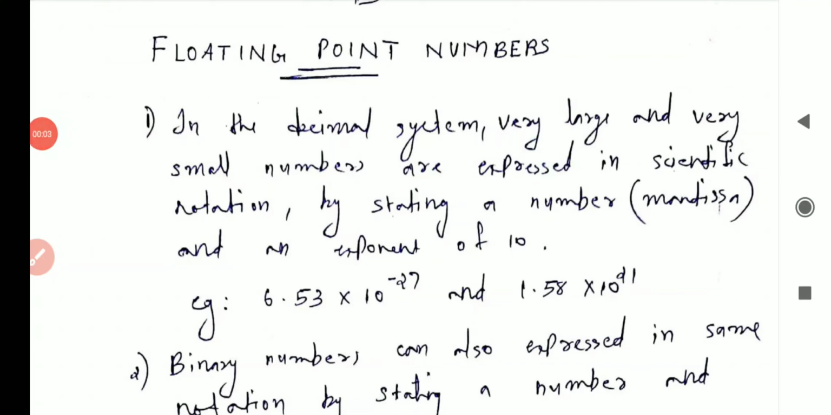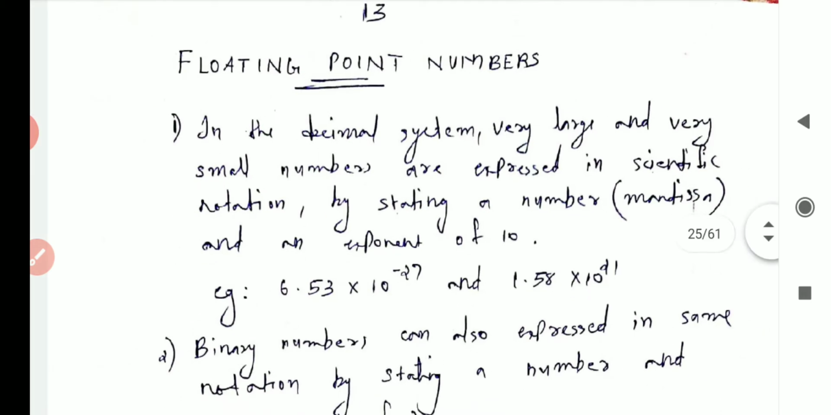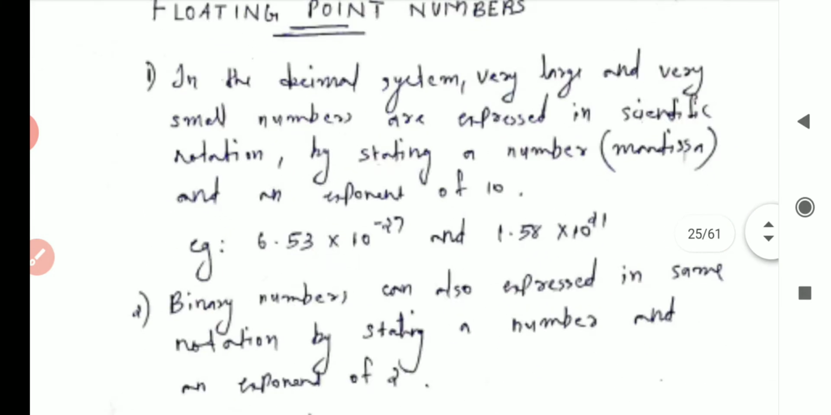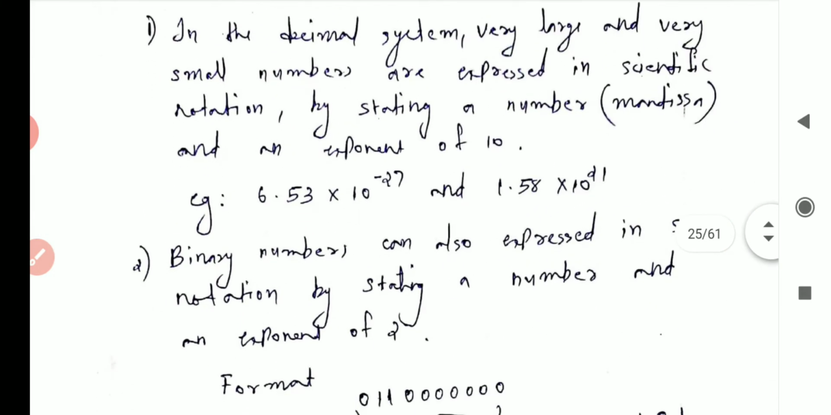Dear students, our next topic is floating point numbers. In the decimal system, very large and very small numbers are expressed in scientific notation by stating a number and an exponent of 10. For example, 6.53 times 10 raised to minus 27.